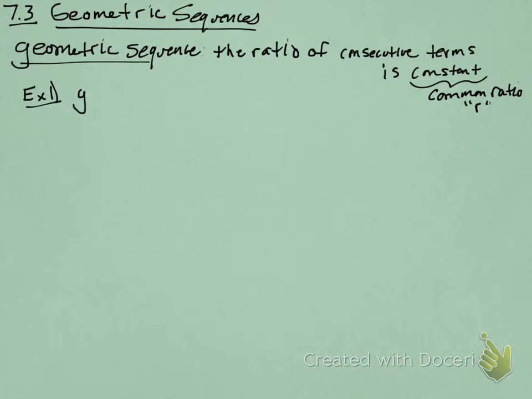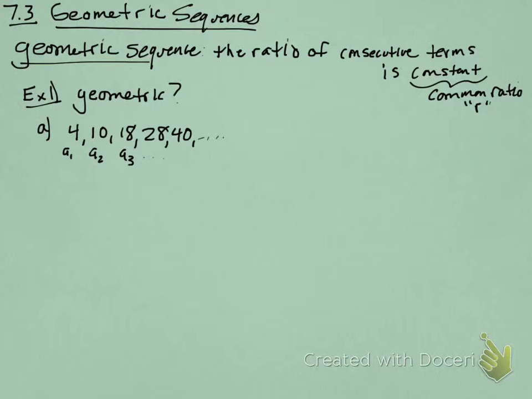So the question is this: is it geometric? Let's do part A, where the terms start with 4, 10, 18, 28, 40, and on and on it goes. Well, to start off with, this is our first term, a sub 1, this is our second term, a sub 2, and third term, a sub 3, and so on it goes.